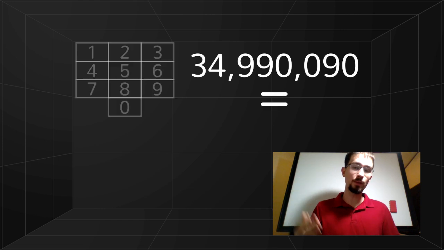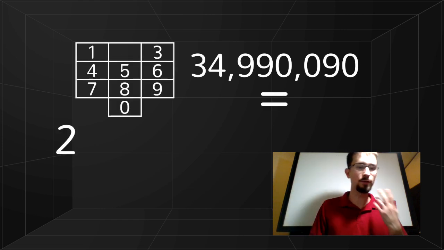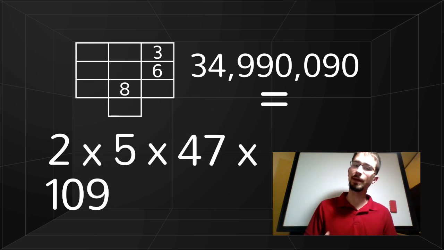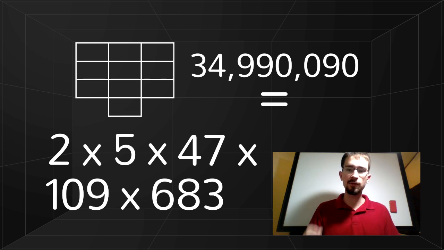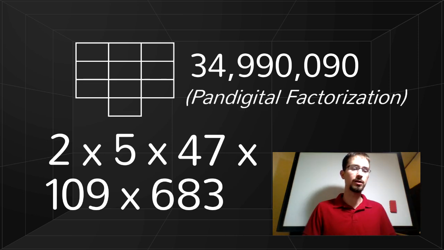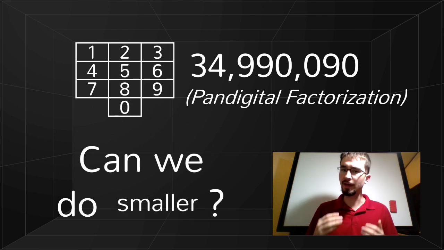The number 34,990,090 has a prime factorization of 2 times 5 times 47 times 109 times 683. Every digit appears at least once. It has a pan-digital factorization. Now, can we find a smaller number that still uses every digit?